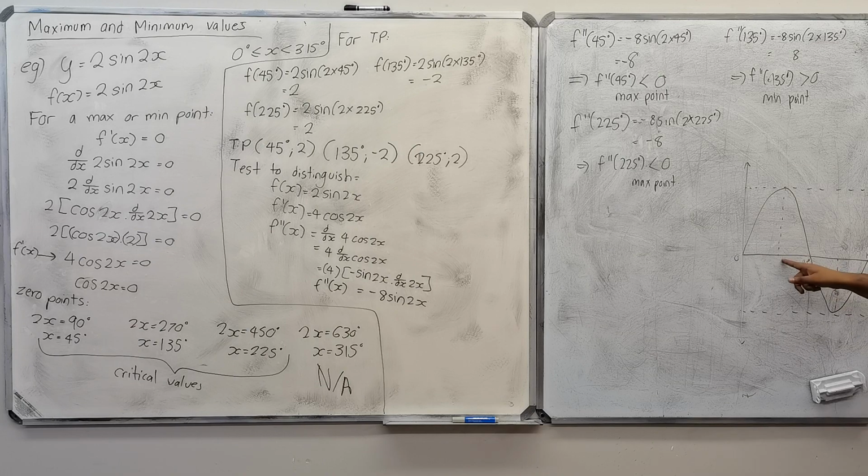So this one here would have been 45 degrees and 2. This one here would have been 135 and minus 2. Okay? So you're seeing now how your first derivative is used for your maximum and minimum values. You understand what I'm saying, right? Is it making more sense now?